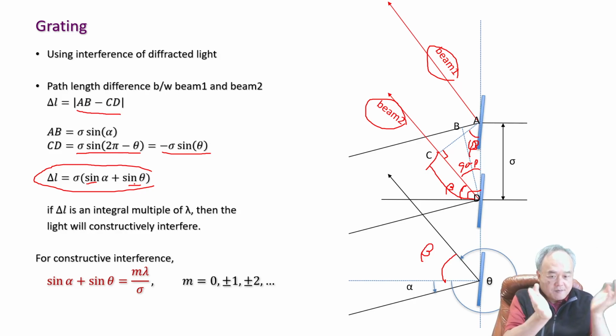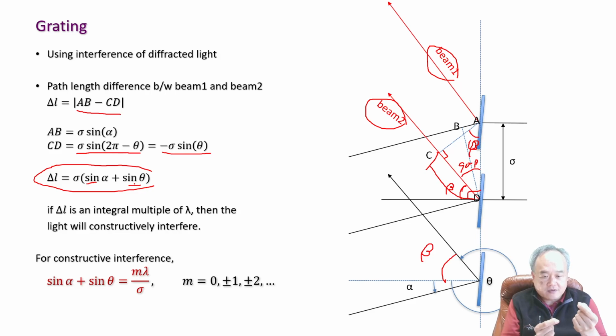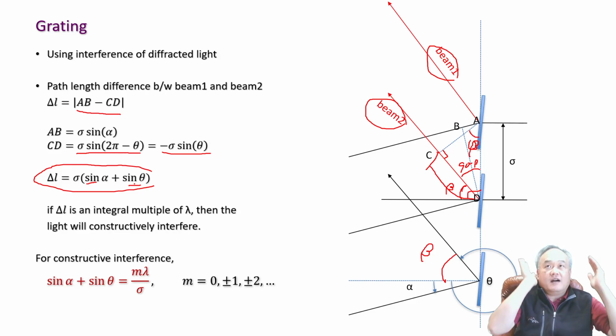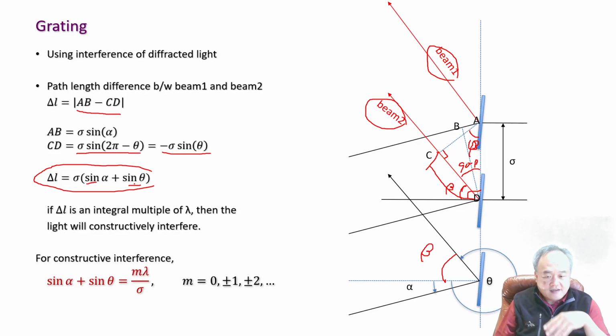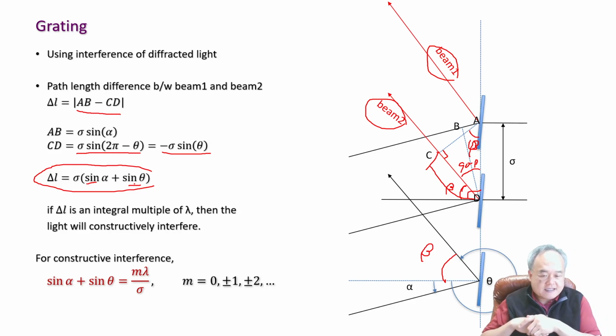Then this path length, if the path length difference is an integral multiple of the wavelengths, then beam 1 and beam 2, far away from the grating surface, such as on the surface of the screen or detector, constructively interfere. If the path length difference is an integral multiple of half of the wavelengths, then they destructively interfere.